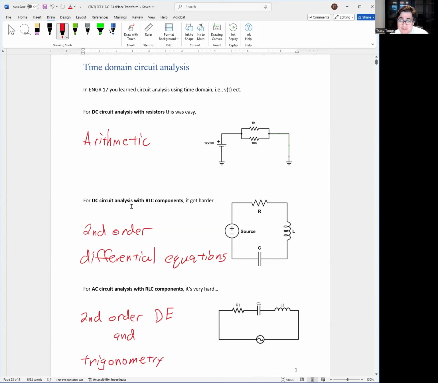Next, we went a little bit harder. We added inductors and capacitors into the circuit. That became second order differential equations, right? That now gets kind of hard. It is solvable, but it would take some time.